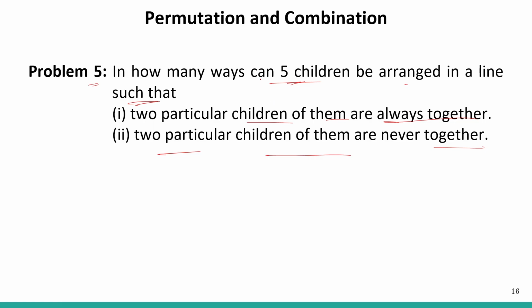So basically, this question comes down to that book question, similar to the one where you have 5 books and always two are together. Let's do that. Let's name them C1, C2, C3, C4, and C5. Then two particular children are never together. One question is this, and one question is this.